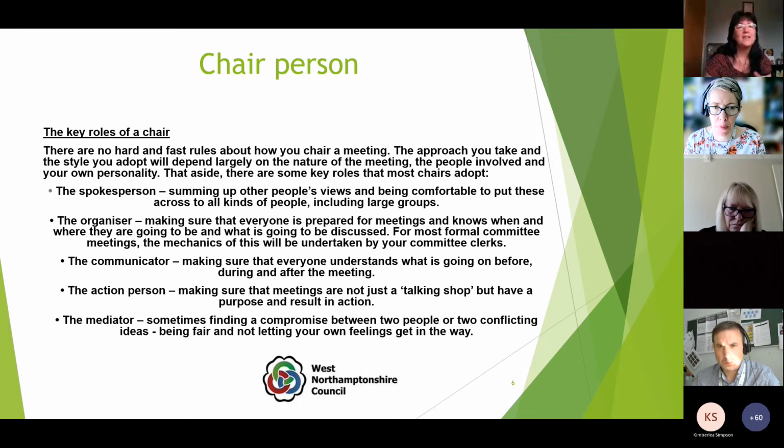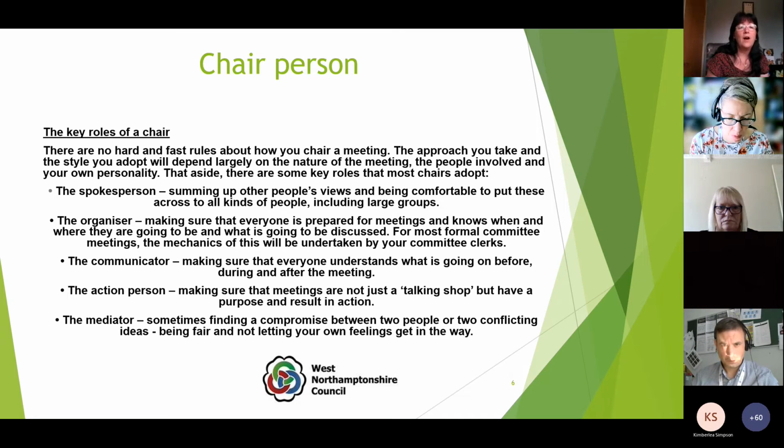So with a chair, they are the organiser. When you're thinking about an ARM, it is important that you make sure everybody who is going to be there is prepared for the meeting, knows the time, and knows what's going to be discussed. I've got a slide further on that talks about preparing for an ARM. You shouldn't be asked to chair a meeting and not know much about that individual or the meeting that's going to take place.